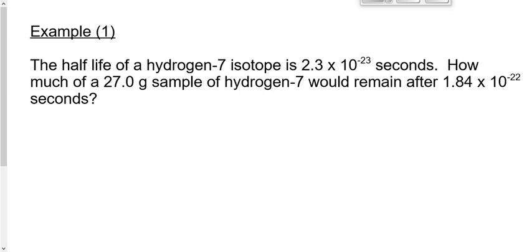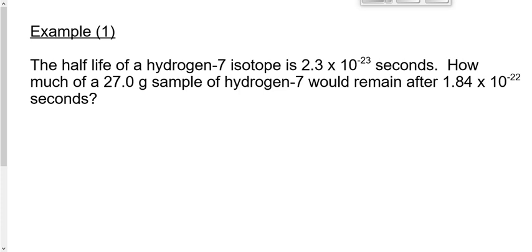It has 1 proton and 6 neutrons. That means it probably has too many neutrons, which means it would probably undergo beta negative decay. Yeah, that's what I would guess as well, beta negative decay. Good.